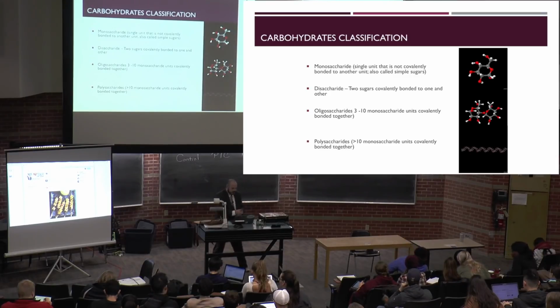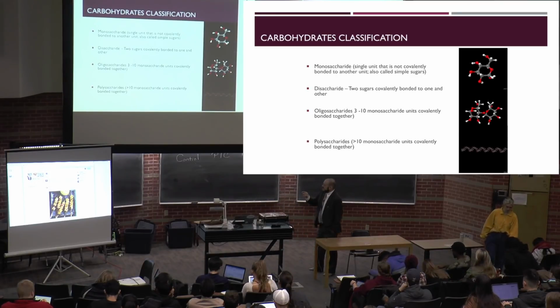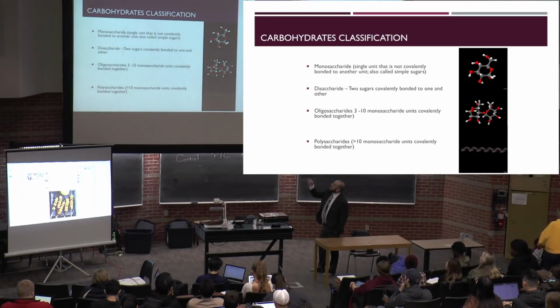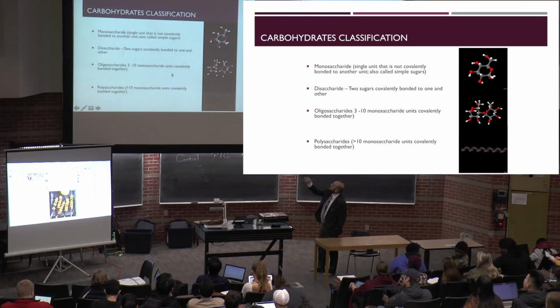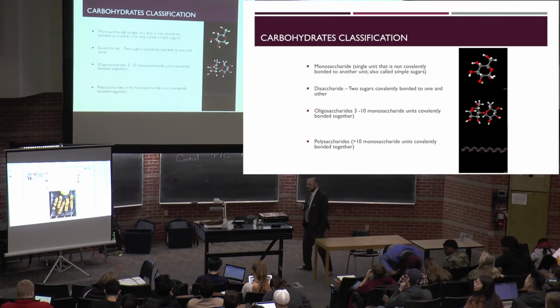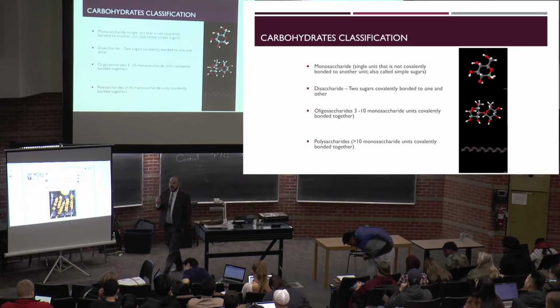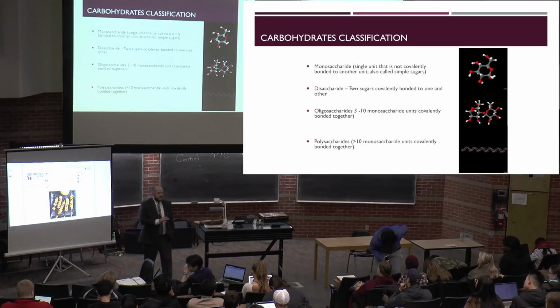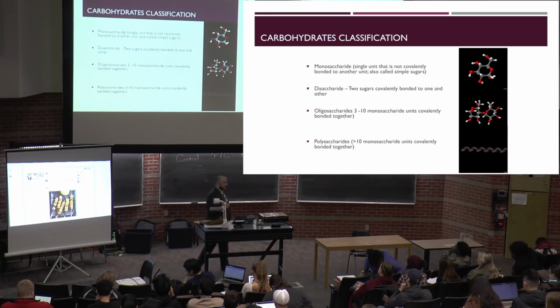There we go. So we have monosaccharides. Again, those are simple sugars. Monosaccharides include things like glucose. Disaccharides are 2 monosaccharides covalently linked together. Oligosaccharides are anywhere from 3 to 10 carbohydrates, and polysaccharides are over 10.